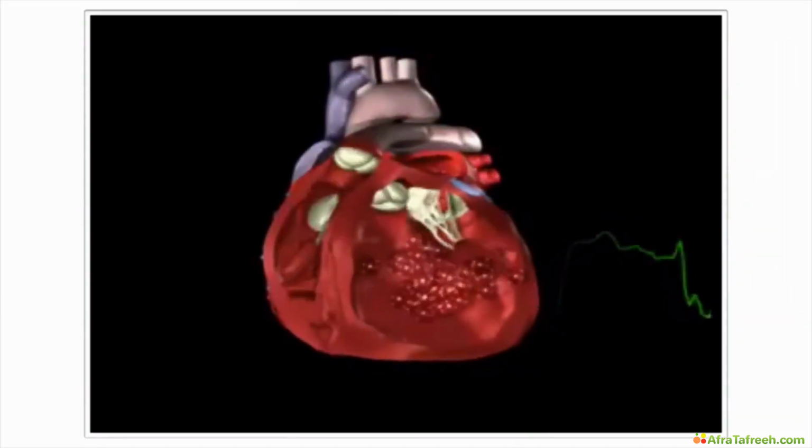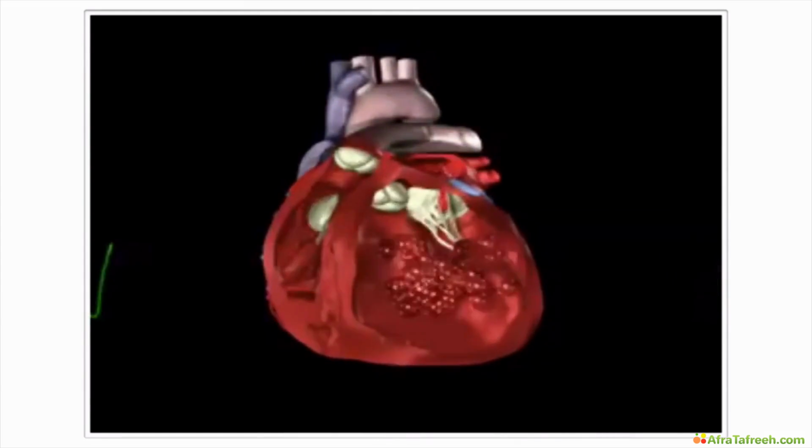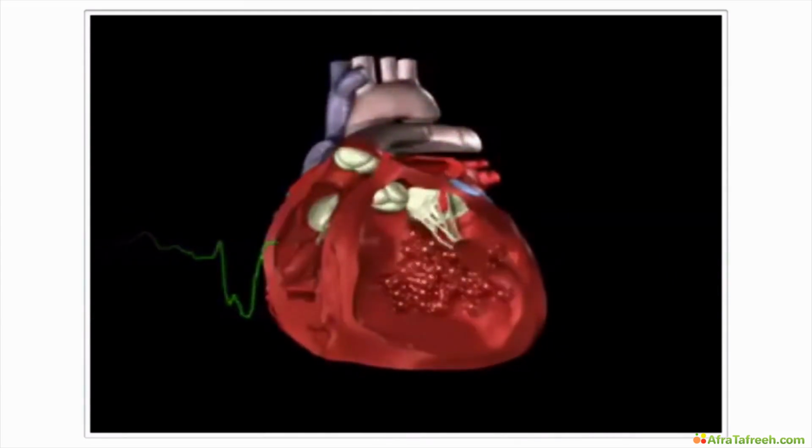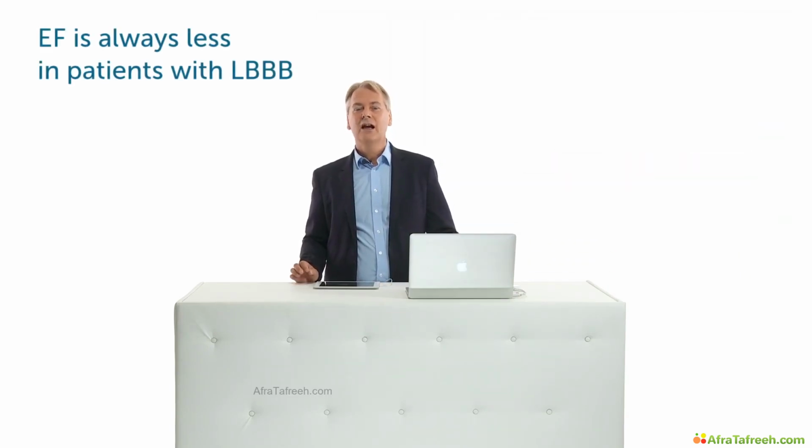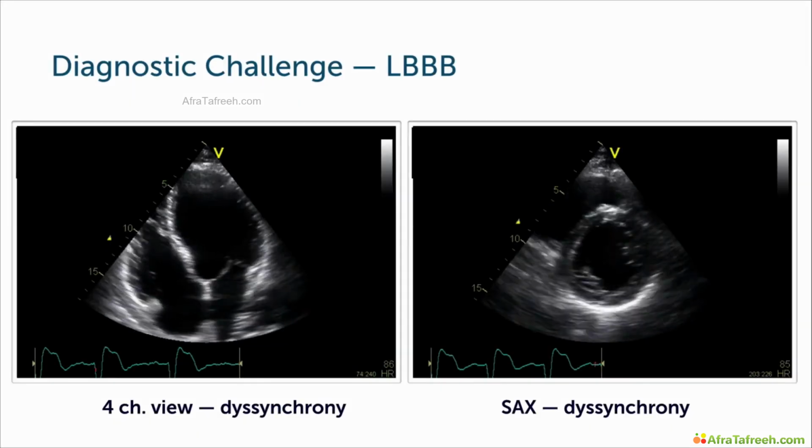So it's not even possible to really define when we should calculate the end diastolic or end systolic volumes. In addition, every patient who has a left bundle branch block appears to have a reduction in left ventricular function. Not necessarily contractility, but function is reduced in most patients. Let's take a closer look at this patient here.